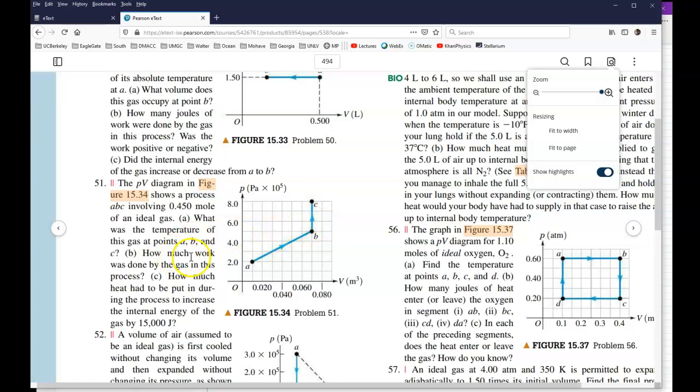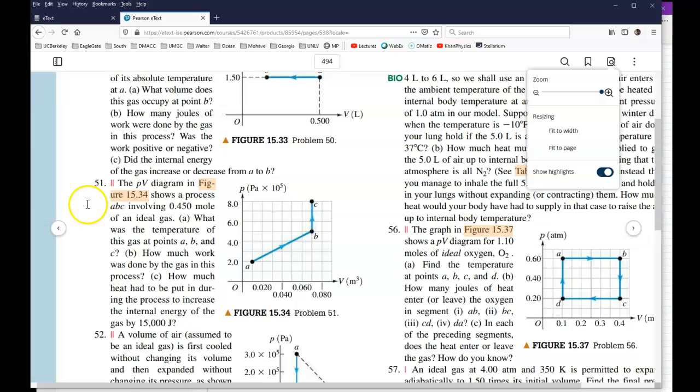Part B: how much work was done by the gas in this process? So we're going to get basically work ABC, W_ABC. And then part C: how much heat, Q, had to be put in during the process to increase the internal energy by 15,000? So 15,000 here is the internal energy, delta U.